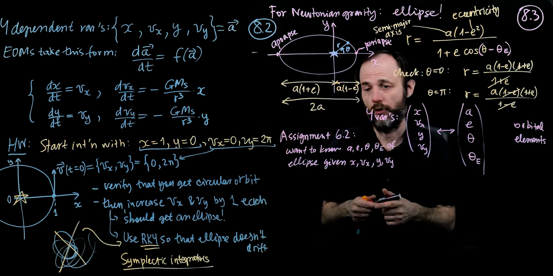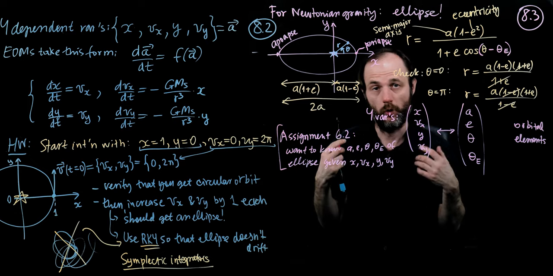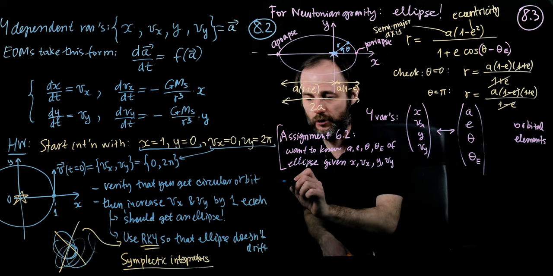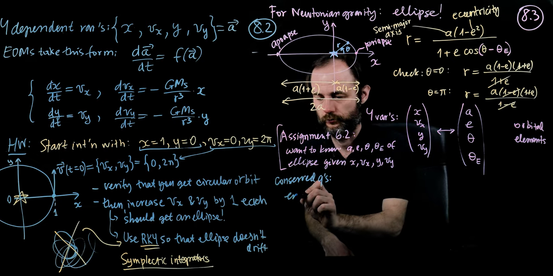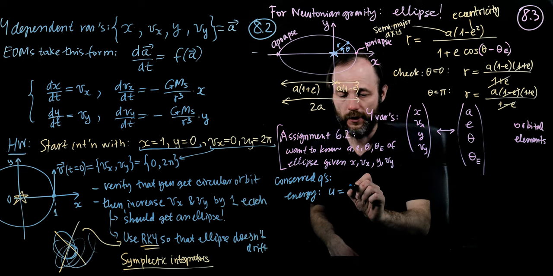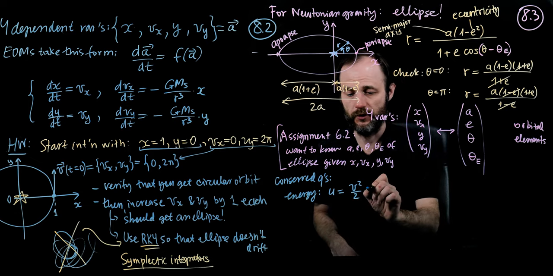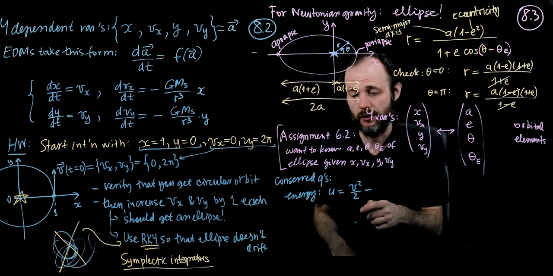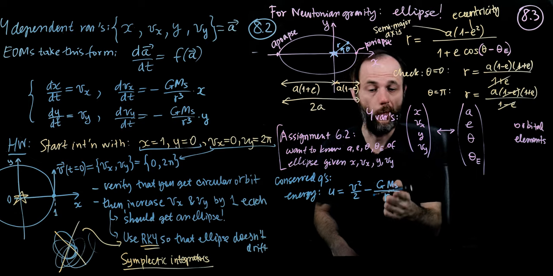And one other really cool thing about this sort of dual representation is that we have some conserved quantities. One is that we will have conserved energy. That will be denoted with the letter U. That will be the square of velocity over 2. We assume we set the mass of our particle equal to 1 for simplicity, or you can think of it as the energy of our particle or planet per unit mass. So that will be our kinetic minus potential energy.